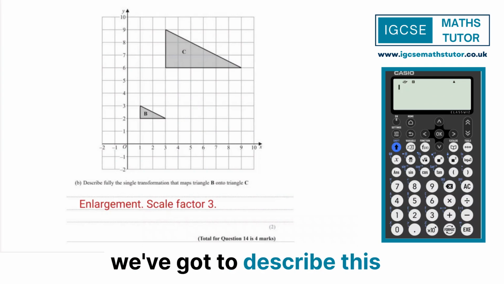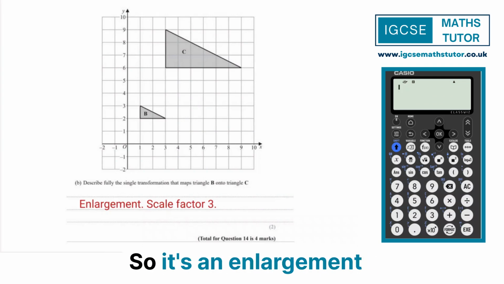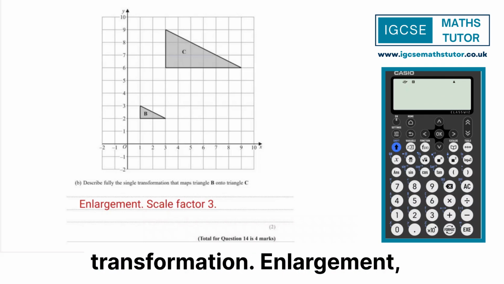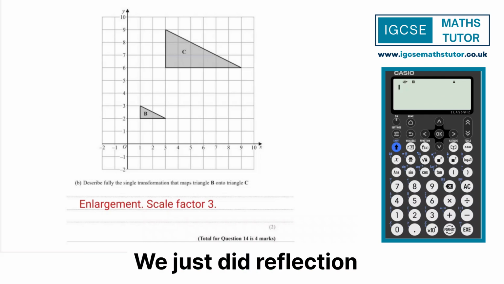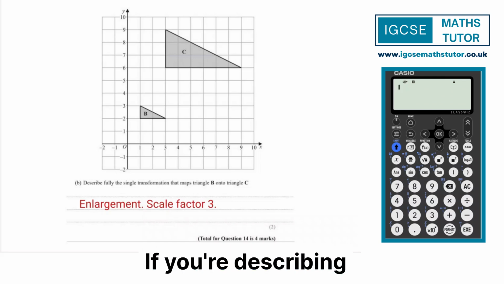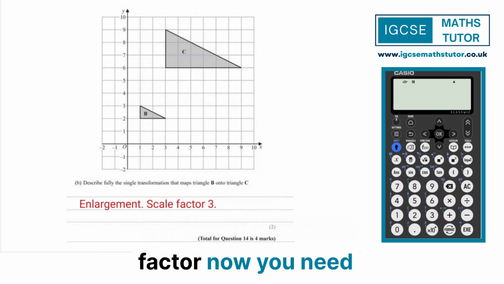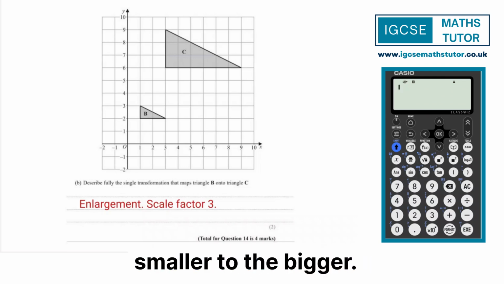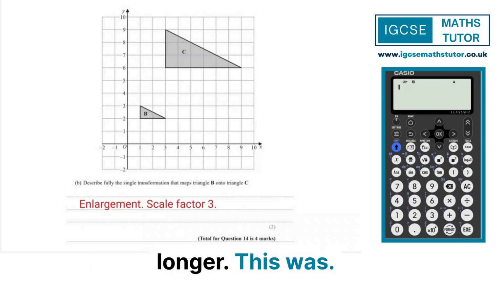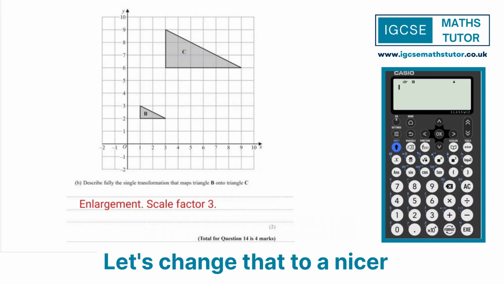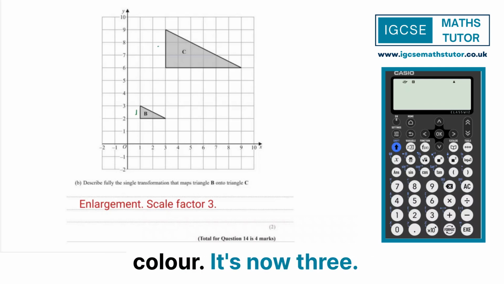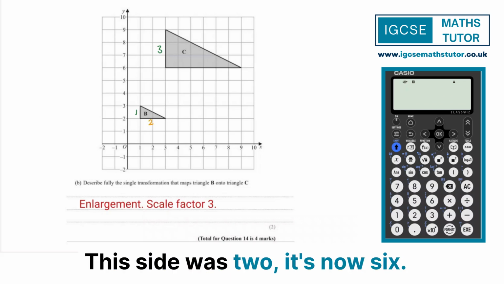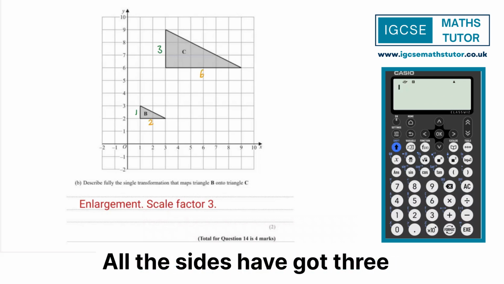And then part B, we've got to describe this single transformation. So it's an enlargement. That should be clear. There are 4 types of transformation: enlargement, rotation we just did, reflection, and translation. If you're describing enlargement, you need to give the scale factor. Now you need to be careful. We're going from B to C, so we are going from the smaller to the bigger. Each side has got 3 times longer. This side was 1. Let's change that to a nicer color. It's now 3. This side was 2. It's now 6. All the sides have got 3 times longer.